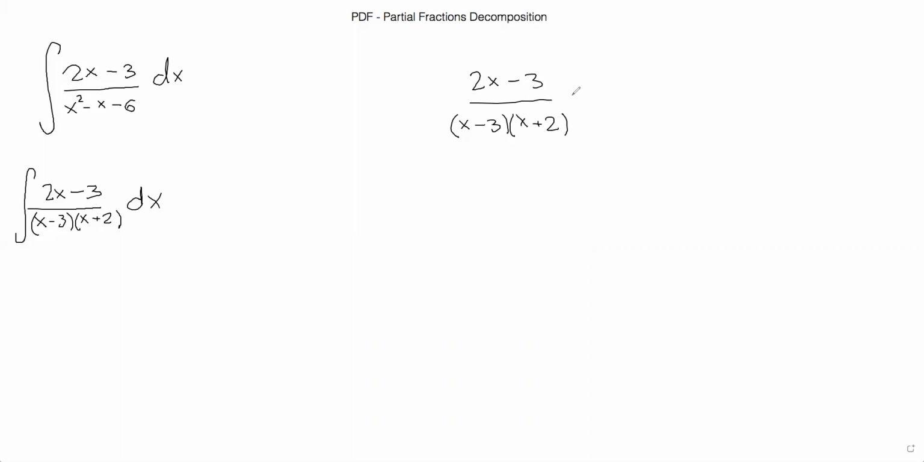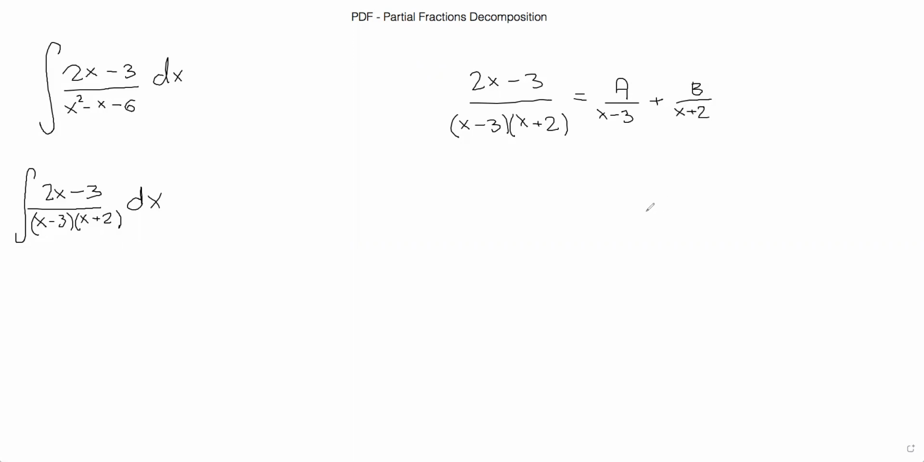So we have two linear factors. And whenever we're dealing with a partial fractions decomposition problem like this, whenever we have linear factors on the bottom and then just a single power on top, we need to approach it like this. It's going to be some constant over the first power, plus some other constant divided by the second linear binomial, x plus 2.